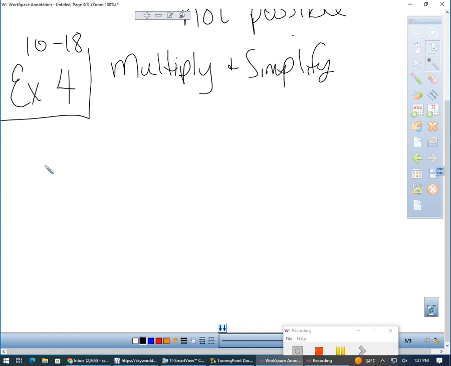All right, so let's say I have, let's go with the cube root of -5 times 4 cube root of -50.